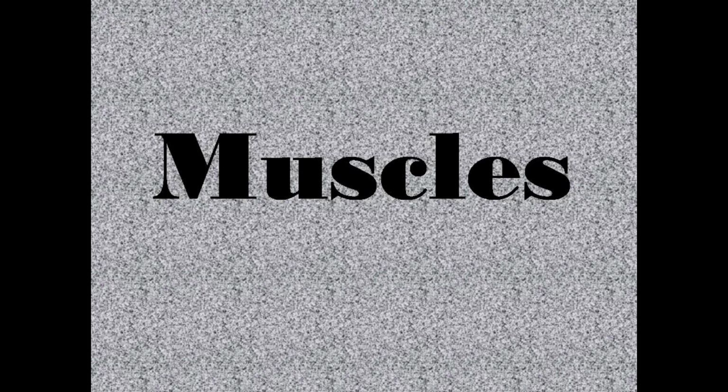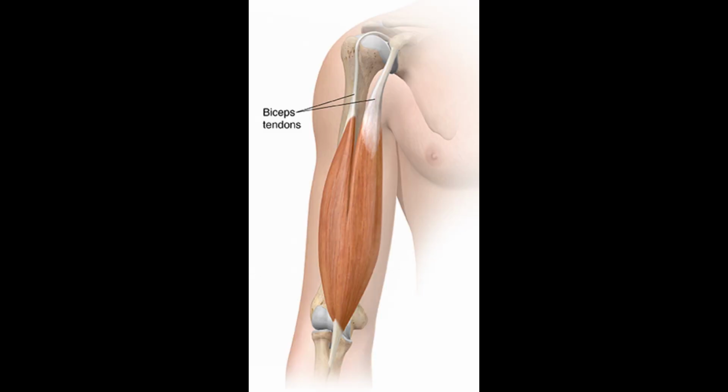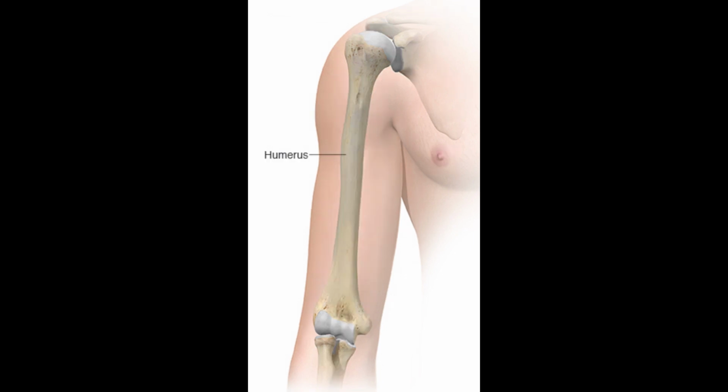Muscles. Muscles are organs that help us to move. This is the diagram of our upper arm. The muscles are attached to the bones by tendons. Tendons are the strong cords that join muscle to a bone. They are very strong and do not stretch.